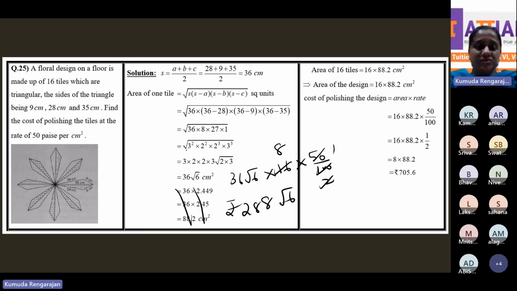If the value of root 6 is given, then you apply it. Find the product, you get 88.2. That is for one triangle. So for 16 triangles, this is the total area of the design. Into the rate, 50 by 100, will give you the total cost.